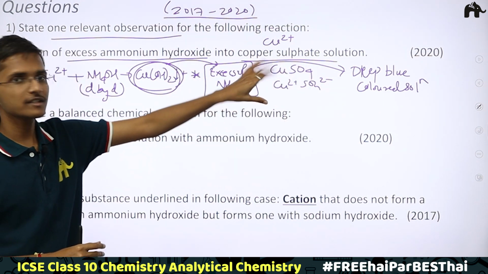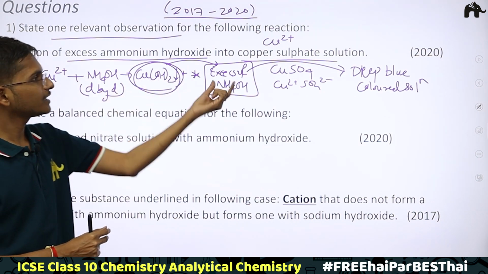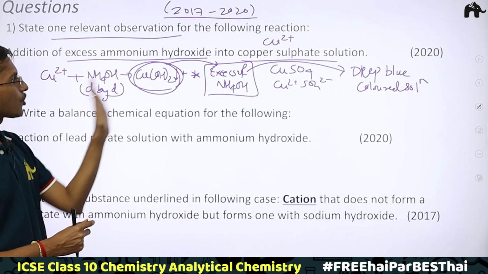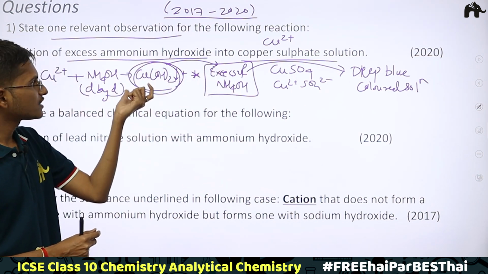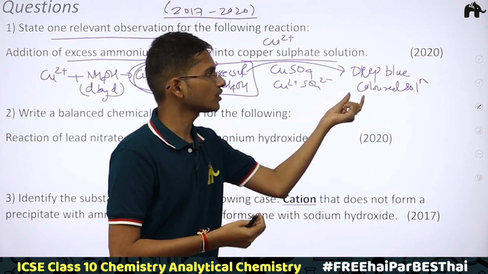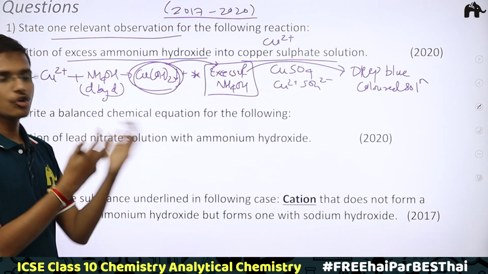Okay, what is happening at the last step, not in the first. So we know what is happening in the last step. By going step by step, we can figure it out. First of all, by adding drop by drop, the copper hydroxide precipitate is formed, and then we are adding excess of NH4OH. This precipitate gets dissolved, it is soluble, and results into the formation of deep blue colored solution. And this is our observation, right? You would observe this only.